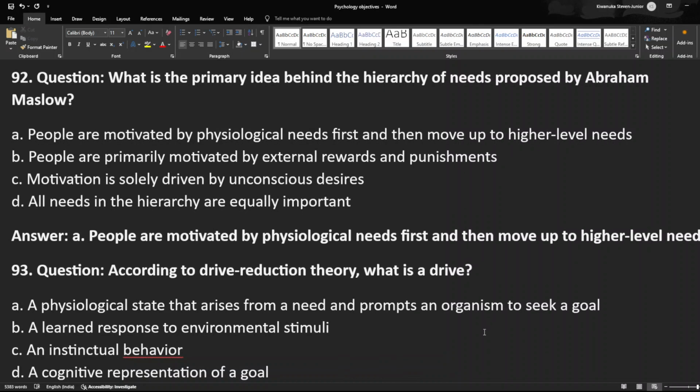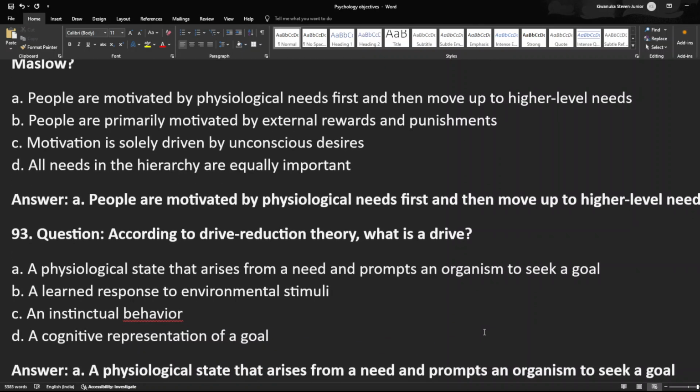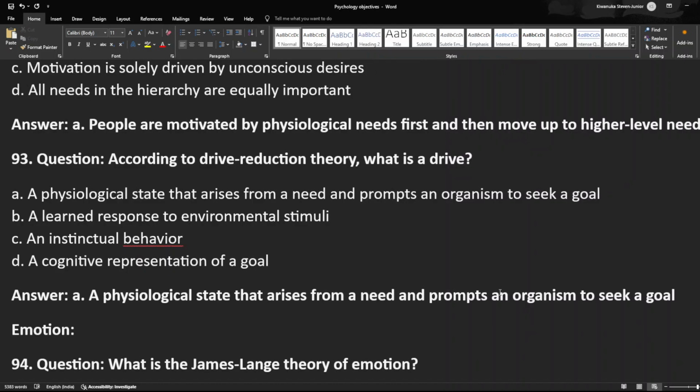According to drive reduction theory, what is drive? We see that drive is a physiological state that arises from a need and prompts an organism to seek a goal. It is drive, self-drive. You have a goal you are pursuing.